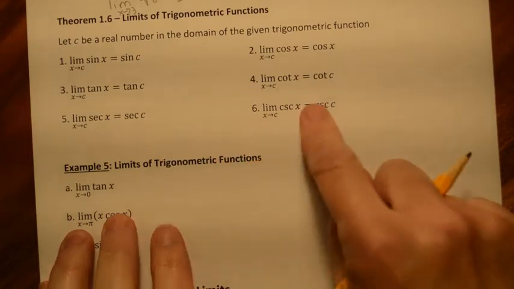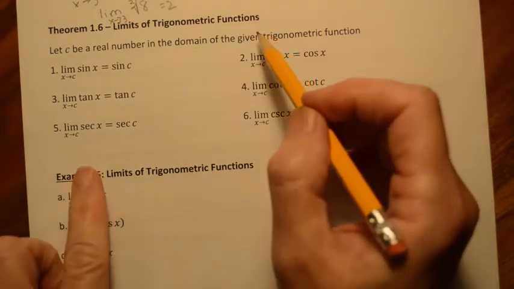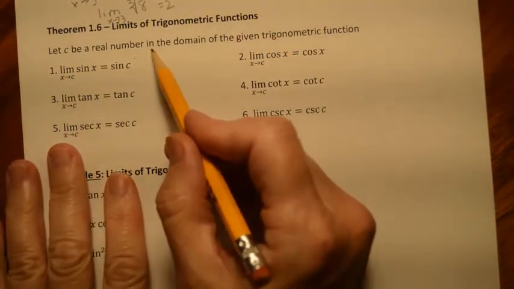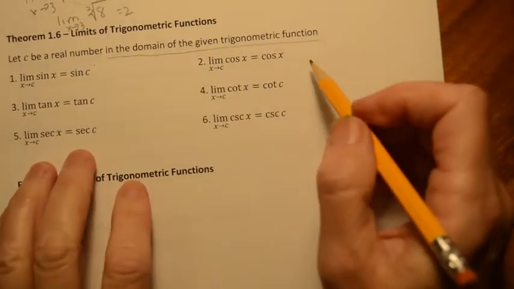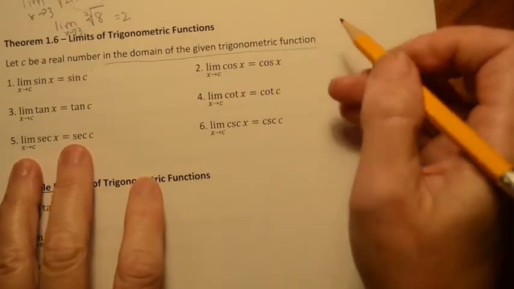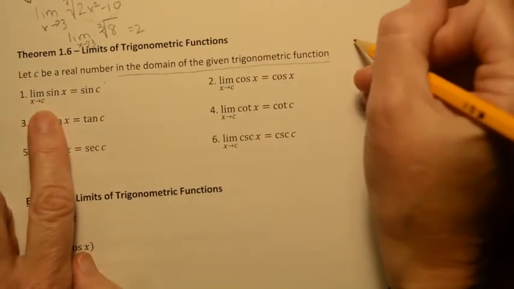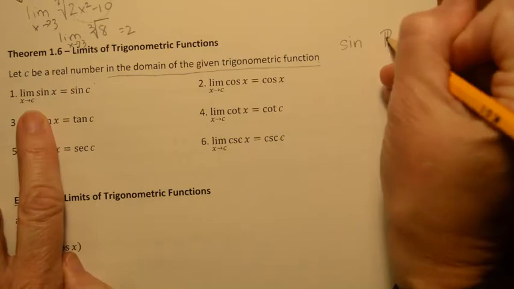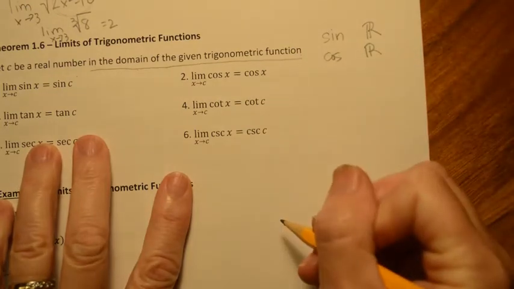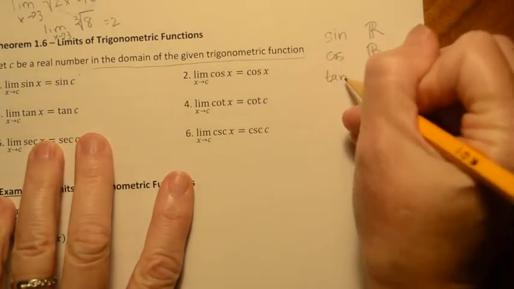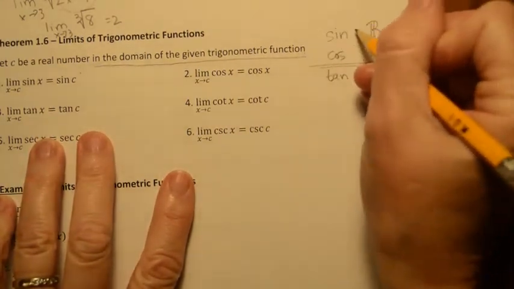Okay, let's just talk about these really quickly. And the thing that I want to emphasize here is in theorem 1.6, the limit of trig functions, let c be a real number. Okay, that's fine. In the domain of the given trig function. And again, you've taken trig, and so you should know these, but it might be a while, so let's just talk about them. The domain of sine is all real numbers. For cosine, the domain is all real numbers.